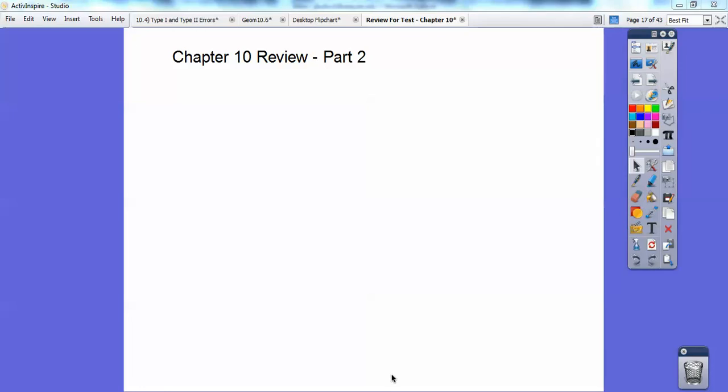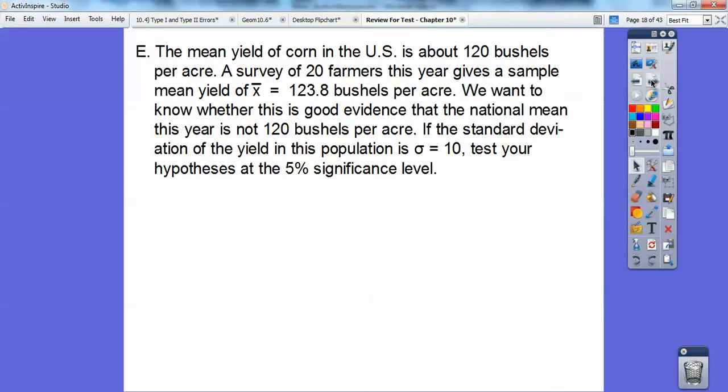Okay, this is the second part of a review for your statistics test on Chapter 10 on inferencing. The first part was just a generalization, and let's do a couple of examples here to wrap it up. So the mean yield of corn in the U.S. is about 120 bushels per acre.